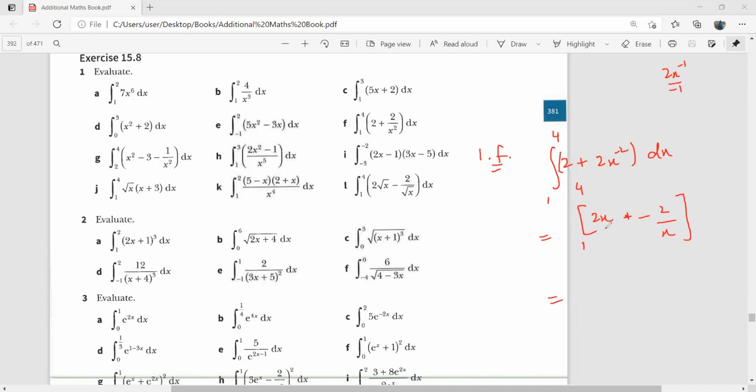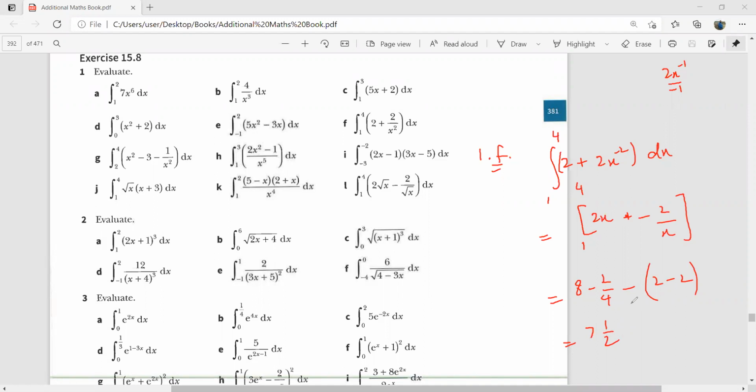I'll be substituting 4 first. This is 8 minus 2 over 4. Then I put 1 here, 2 minus 2. So this is going to be 16 minus 1, which is 15 over 2. That is 7.5. Okay. That is the answer to question 1 part F.